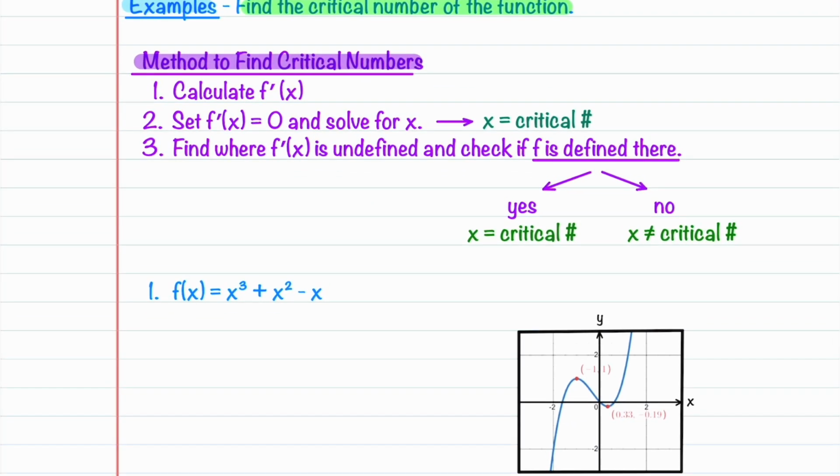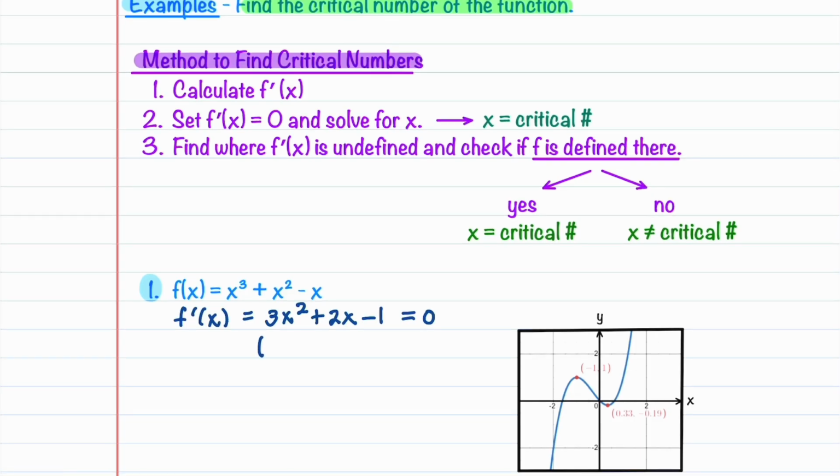The first function that we're going to find the critical numbers for is the function f of x is x cubed plus x squared minus x. Our first step is to calculate f prime at x. So let's do that. F prime at x is equal to 3x squared plus 2x minus 1. And then our second step is we're going to set that equal to 0.